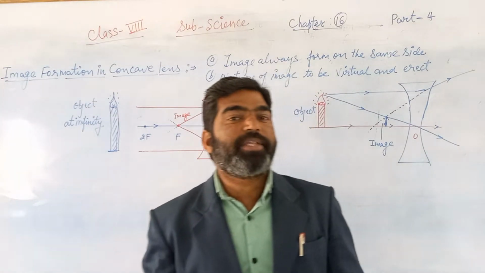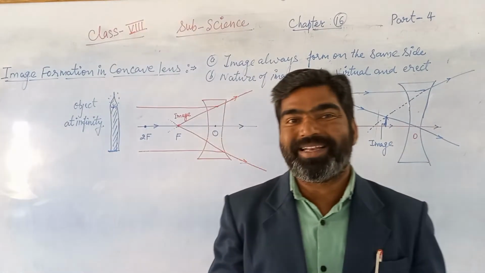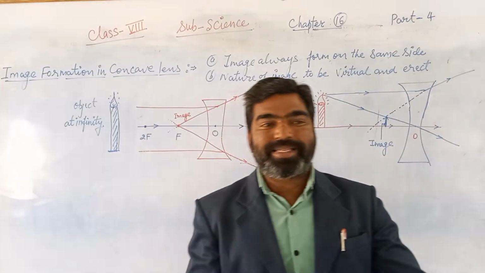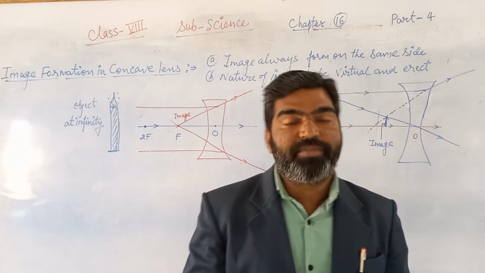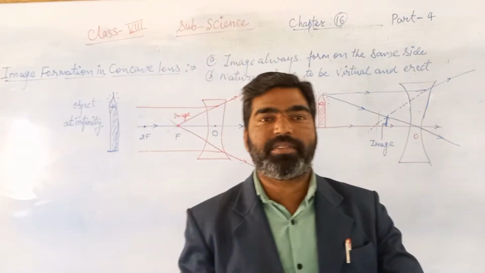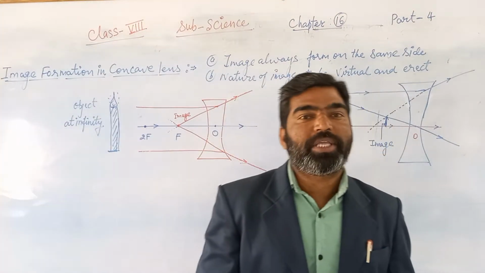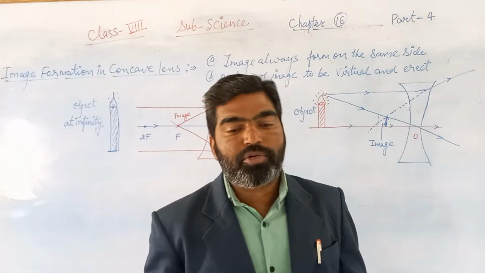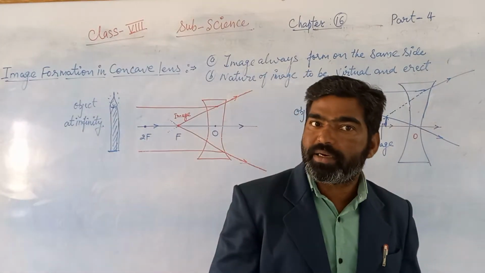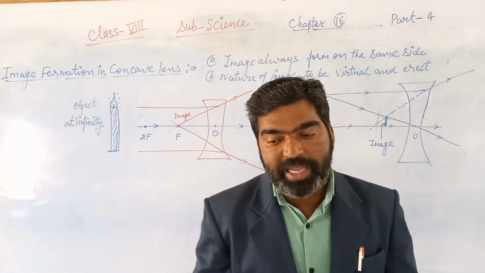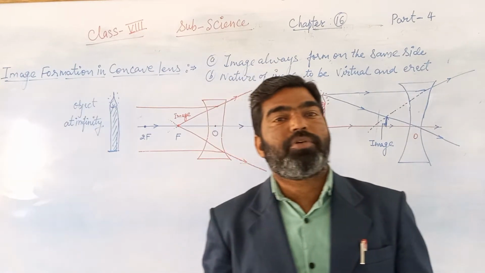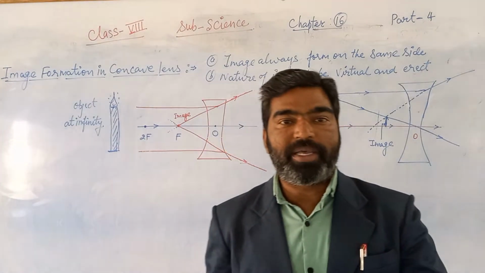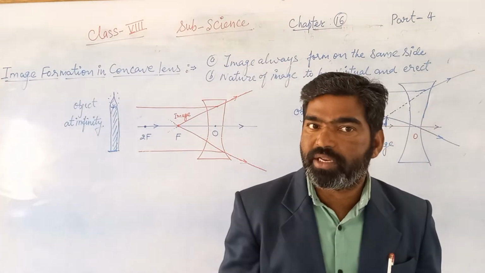So dear student, as you know, in the previous class we discussed lenses and the different types of lenses. In that we discussed the concave lens and the convex lens, which are also known as the diverging lens and the converging lens. And in that class, we also discussed image formation by the concave and convex mirror.